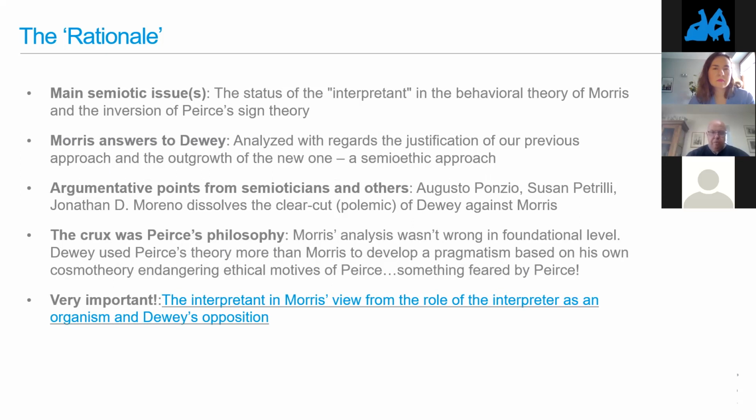So let us first turn to the very important element within semiosis, within sign processes, the interpretant. Morris connected it strongly with an interpreter, from the role of the interpreter as an organism when something functions as a sign. Dewey, in opposition, thought of the interpretant as prescinding from the sign-interpreter relation and in connection to a value theory, rather abstractly, we would say.